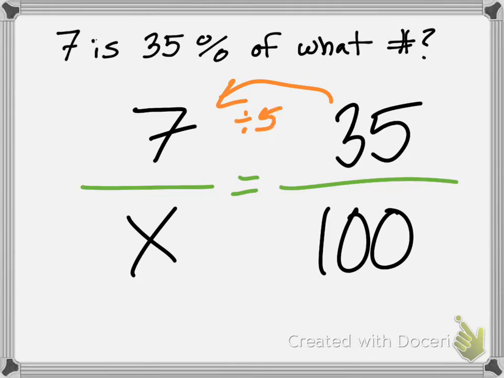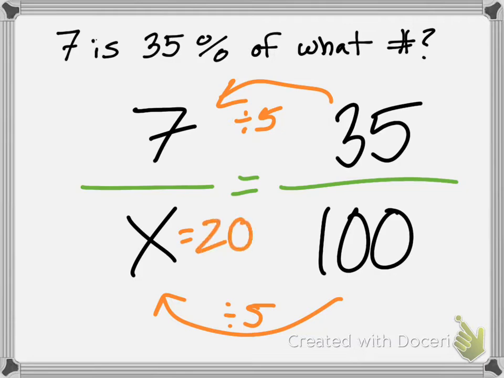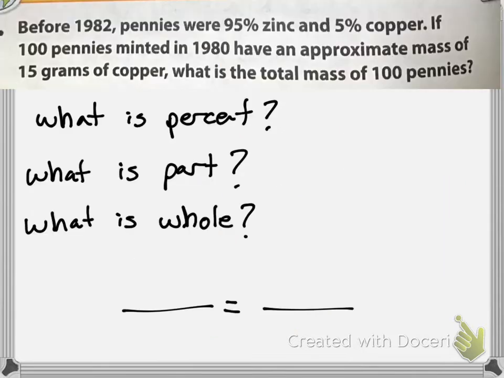I'm going to divide by 5. Who can tell me what 100 divided by 5 is? If your hand's up, I think you know it. What do we think it is? Amelia? 20. Yes! So 7 is 35% of 20.